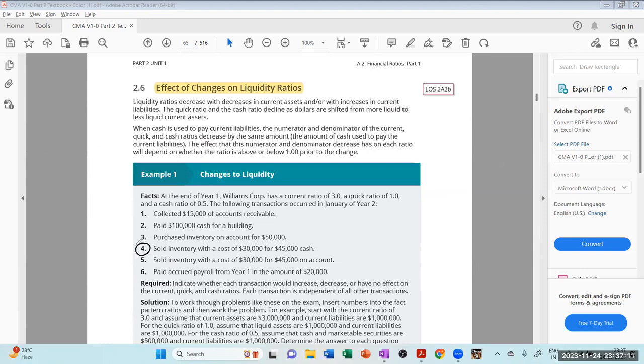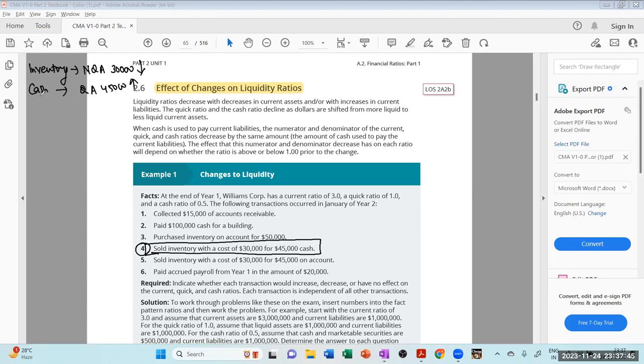Sold inventory with a cost of 30,000 for a cash of 45,000. This is again a superb statement. Please understand. What is inventory? Inventory is a non-quick asset. And it is falling by how much? 30,000 because it is going out. Cash is a quick asset and it is increasing by 15,000. Or rather, I will say 45,000.